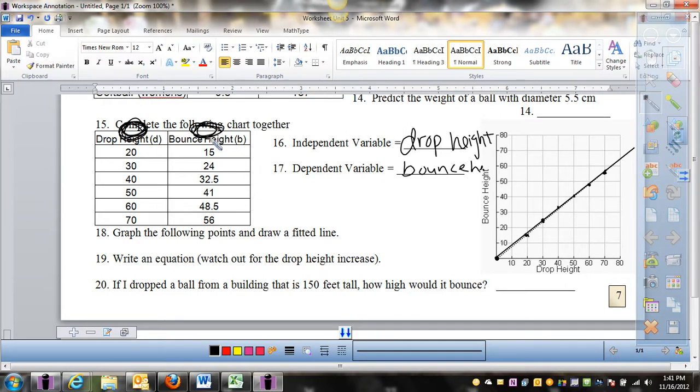In this case, our y is b, so we're going to start with b equals. Okay? We now have to figure out what's the common difference. So what happens each time along the way here? It goes from 15 to 24, it adds 9. 24 to 32 and a half, adds 8 and a half. 32 and a half to 41, that's like 8 and a half again. If you don't believe me, get your calculator out and do these. I can do them in my head pretty well because I'm good like that.